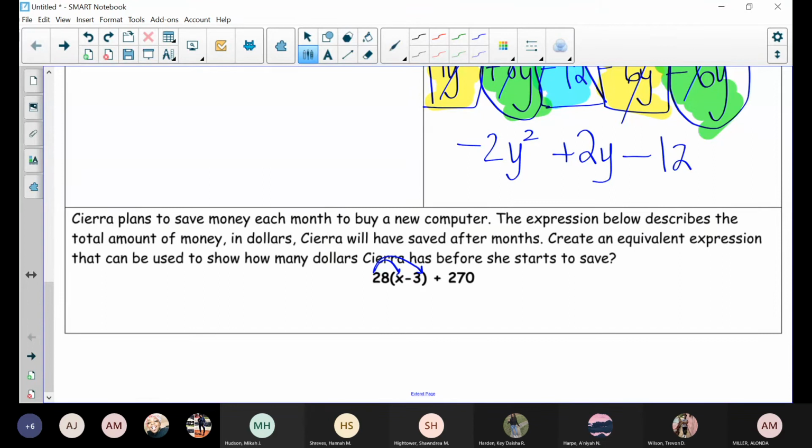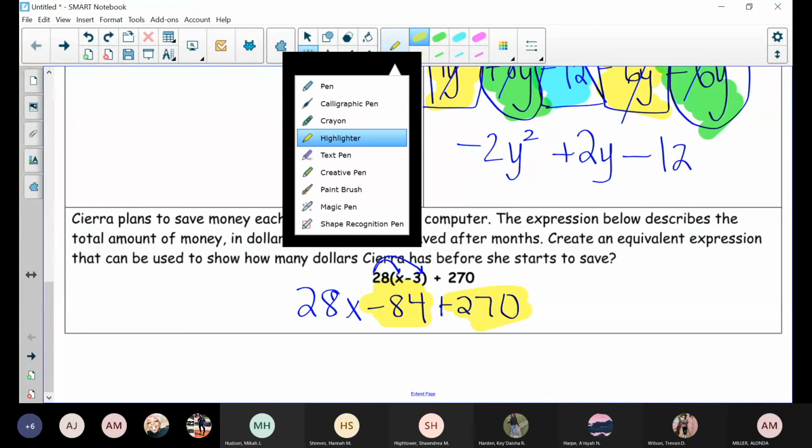28 times x is just going to be 28x. And 28 times negative 3, I got negative 84. Plus the 270 on the outside. I have like terms here, my numbers, and I need to combine them. 270 minus 84, or negative 84 plus 270 is the same either way. That's going to give you 186, and all I'm doing is using a calculator.